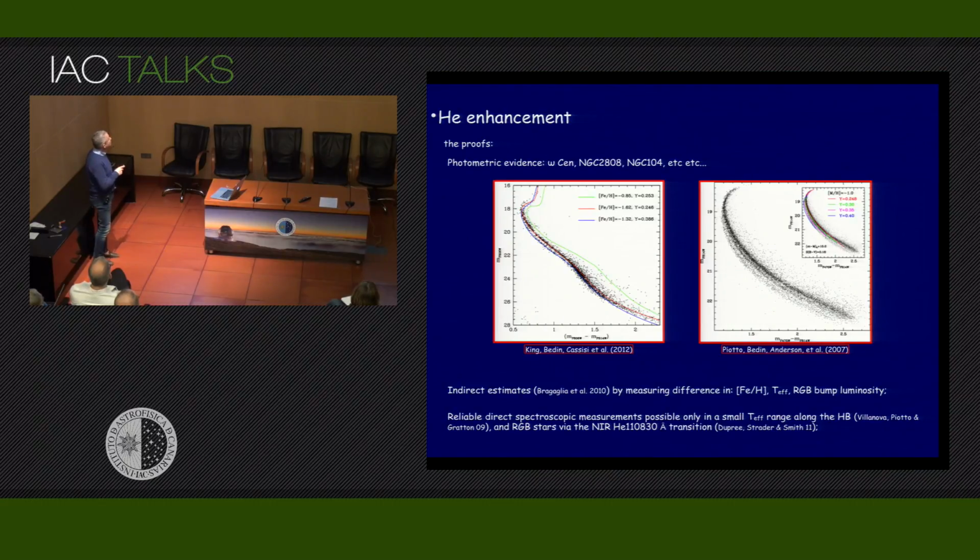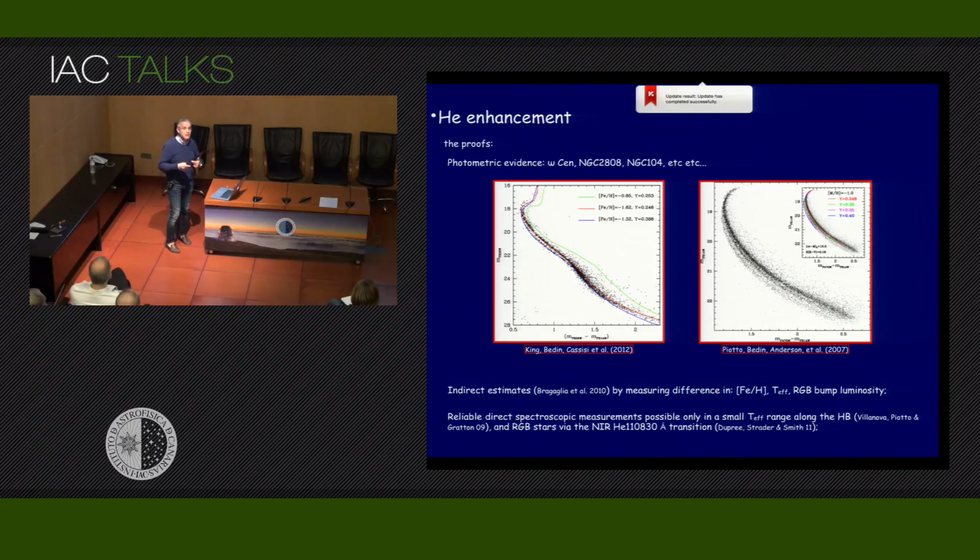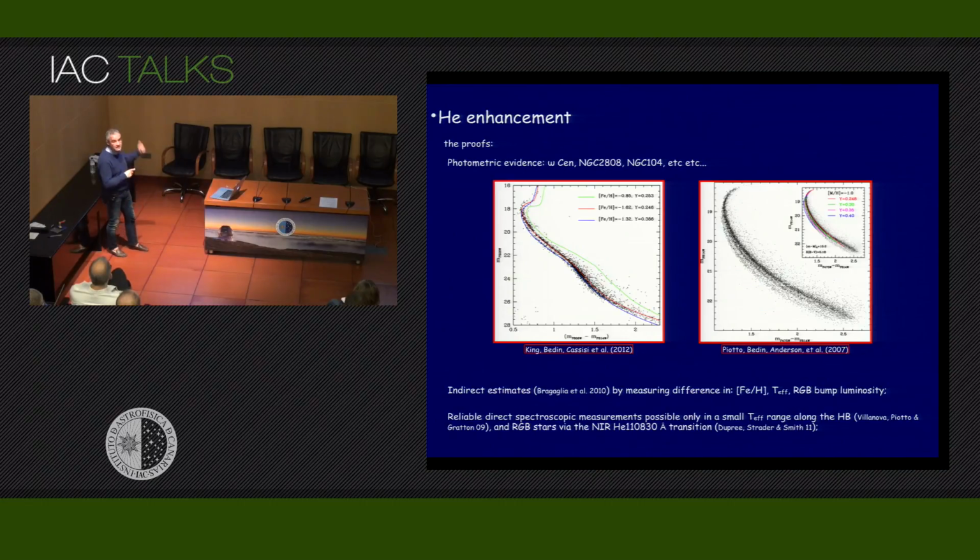All these observational properties in the optical bands can be explained only, and I emphasize only, assuming the presence of multiple helium abundances in this star cluster. Okay? Let me emphasize that NGC 2808 was one of the clusters that I mentioned before several times. And I'll come back to this cluster in the following.